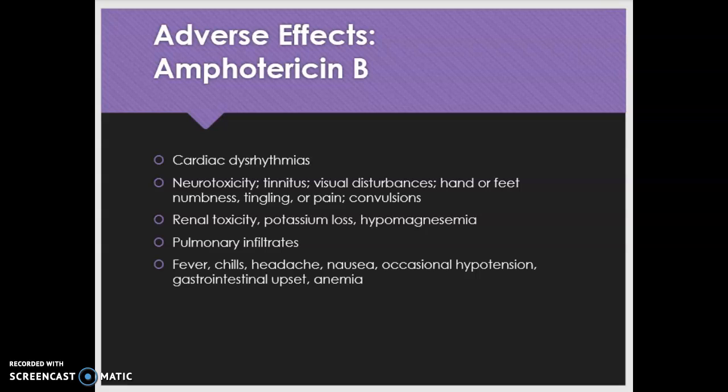Pulmonary infiltrates can occur. Thrombophlebitis can occur. Fever, chills, headache, nausea, occasional hypotension, and GI upset or anemia. So lipid-based formulations sometimes limit the exposure of the human cells to the drug, and so they're less toxic, but they're much more costly, and they are not interchangeable. So if you hear of amphoterrible, you'll know that they're talking about amphotericin B.